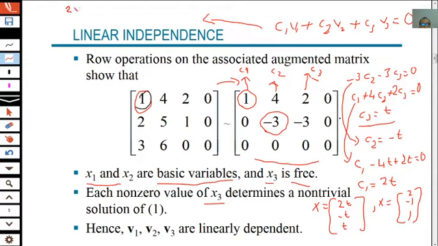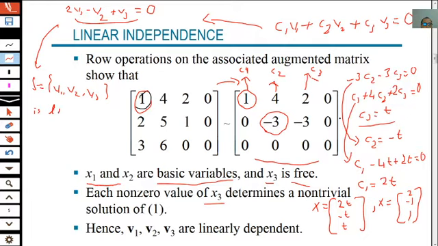2 times v1 minus v2 plus v3 is a relation among the vectors, you see. Therefore, the set S containing the vectors v1, v2, v3 is linearly dependent.